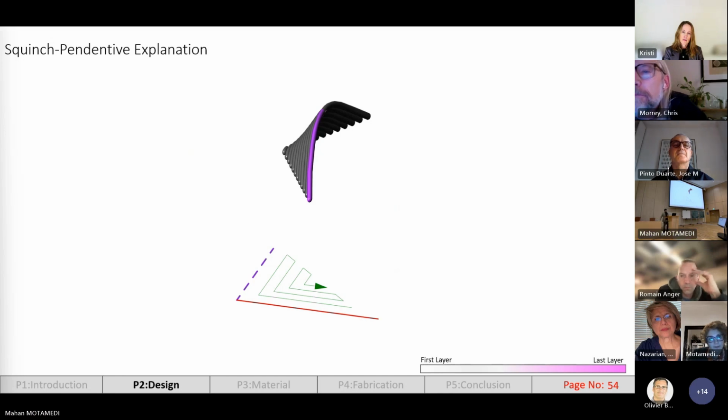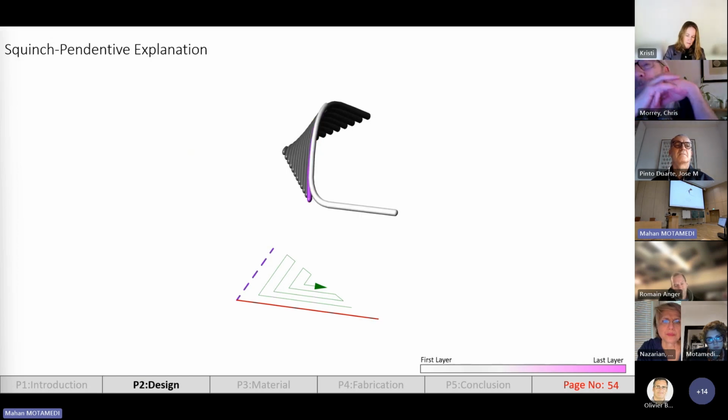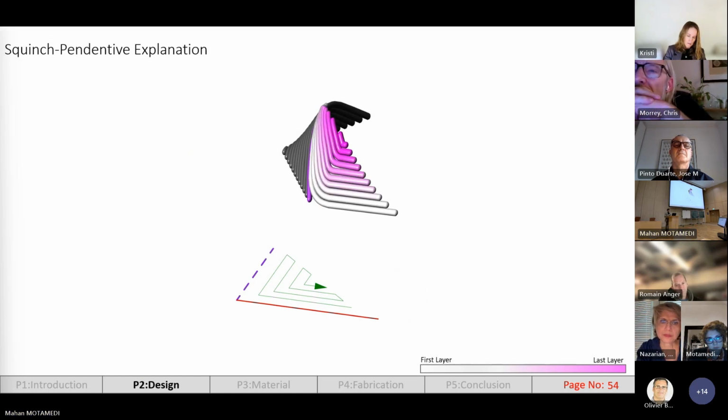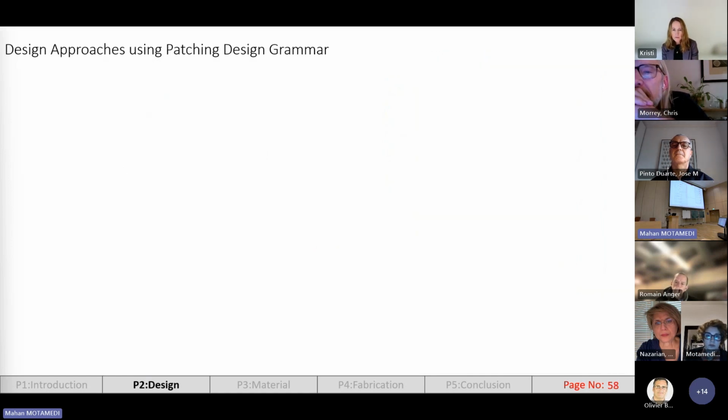And then in 3D, you can see the purple dashed line is support, which is supported by a previously printed squinch. And then the ground support is theoretically there. So the first layer of our squinch pendentive can be positioned like this. And this is how it's supported by the ground and squinch. The next rule in the hybrid rules in the catalog is a hybrid dome. So we can see here the configuration of them.